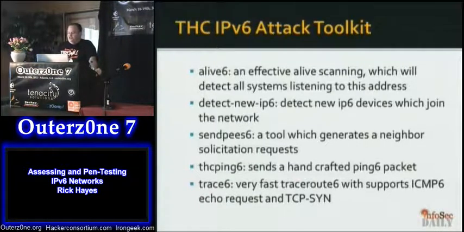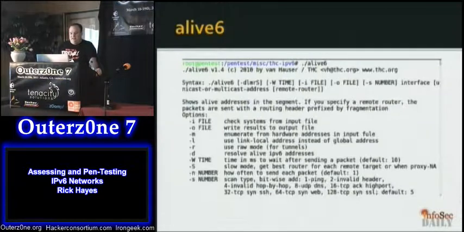Now you can generate neighbor solicitation requests using sendpees. THC ping is okay if you want to handcraft stuff. Trace is just a version of traceroute for v6. So this is what the command line looks like that allows you to run some stuff. You can output all of this, which is great because if you're trying to show this for a customer, it's really cool.